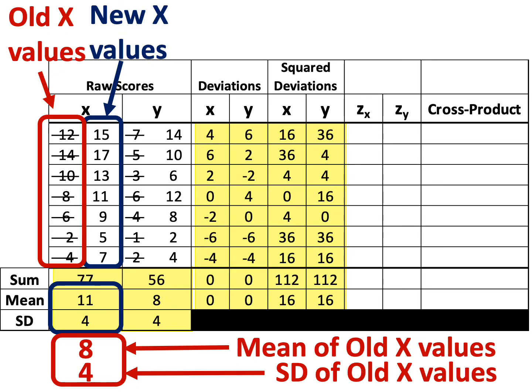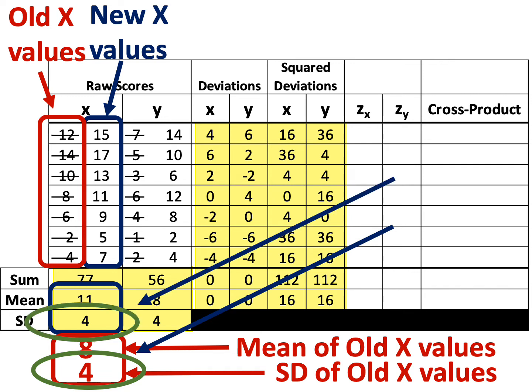So next, let's see what happened to the standard deviation when you add 3 to all. The standard deviation for the old x values is 4. The standard deviation for the new x values is also 4. Okay, so even though we increased all the values of x by 3, the standard deviation didn't change a bit.